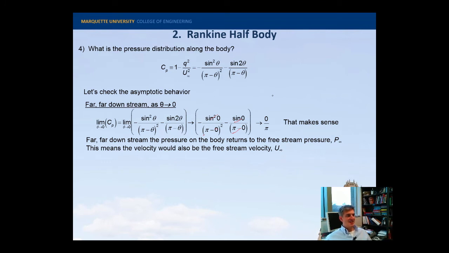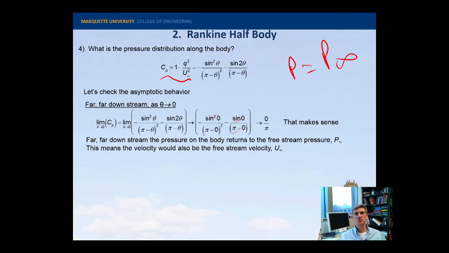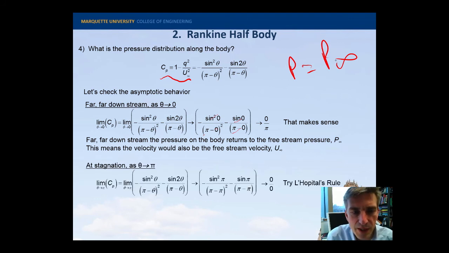The coefficient of pressure far downstream is 0. Now we know that the coefficient of pressure, C sub p, here's our expression for it. It varies between 1 and 0. And really what it means, if the coefficient of pressure is equal to 0, it means that the pressure is equal to, right, P infinity. So far, far downstream, the pressure along the body recovers to P infinity. That makes a lot of sense, actually, doesn't it? All right. At stagnation, what would you expect the pressure to be?